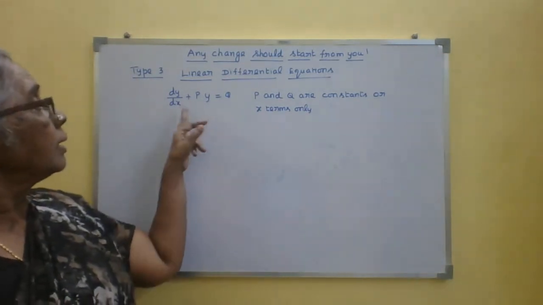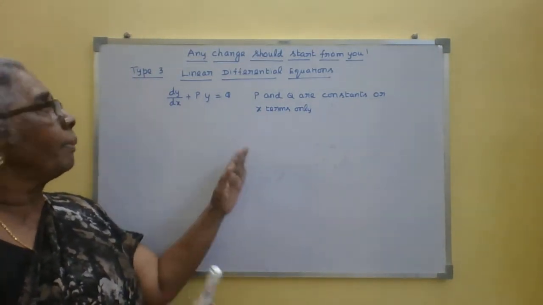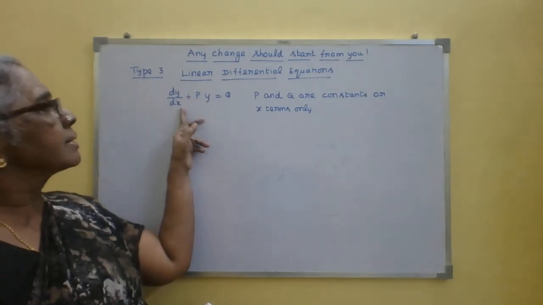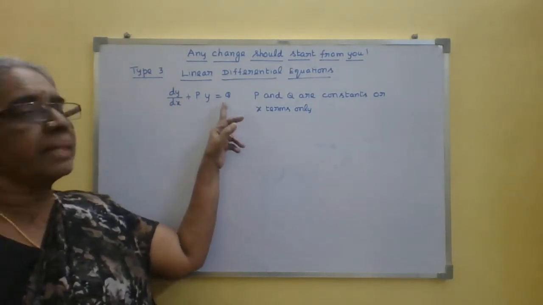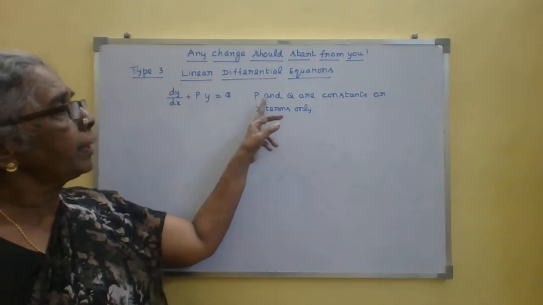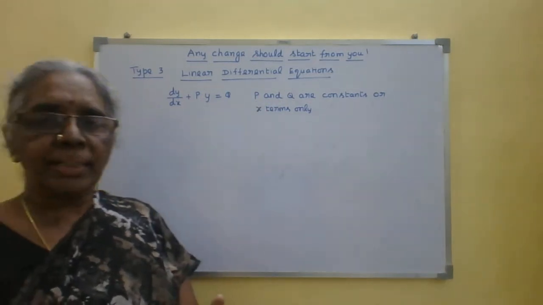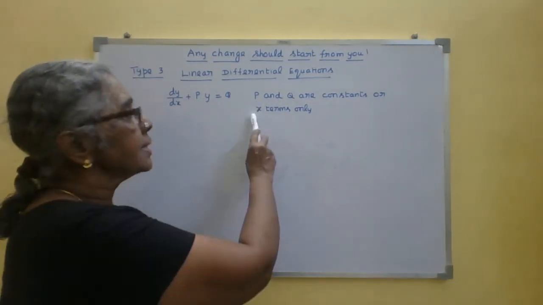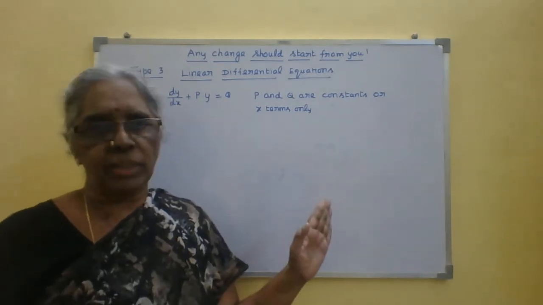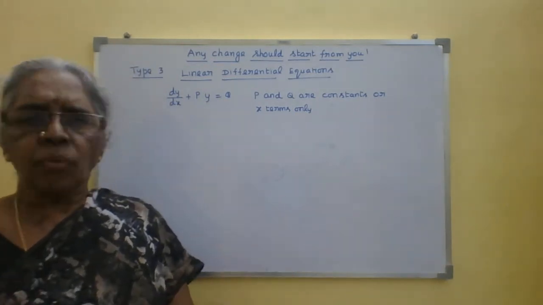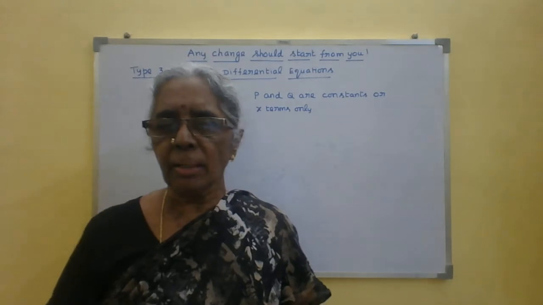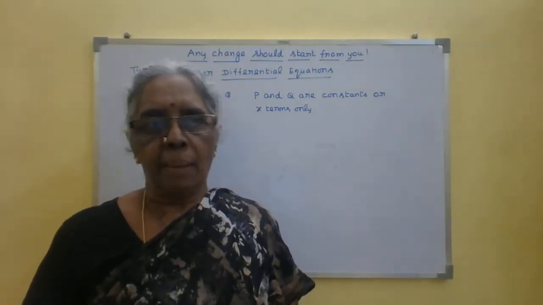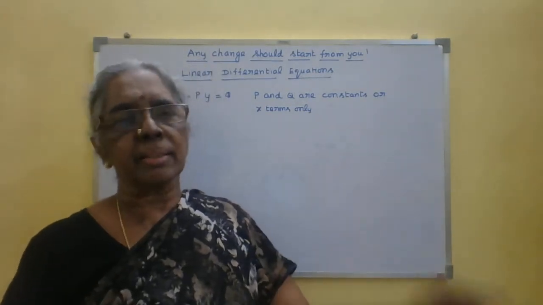Now the equation will be of the format dy by dx plus py is equal to q, where p and q are constants or x terms only. That is very important. There is of course another type, but it is not for this year's syllabus. So I am just teaching this type now.